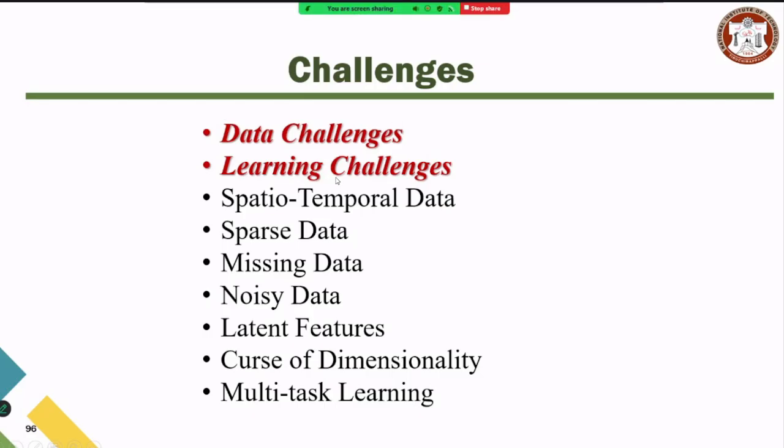Thereafter, learning challenges: what kind of learning is applicable to this particular aspect is important. Either machine learning alone is okay, or deep learning alone is okay. Again, in machine learning, what kind of technique: whether supervised learning is suitable, or unsupervised, or reinforcement learning. So we have to decide the learning aspects. Then spatio-temporal data: spatio means location-based, temporal means time-based data. Then sparse data, missing data, and noisy data, various aspects are impacting.